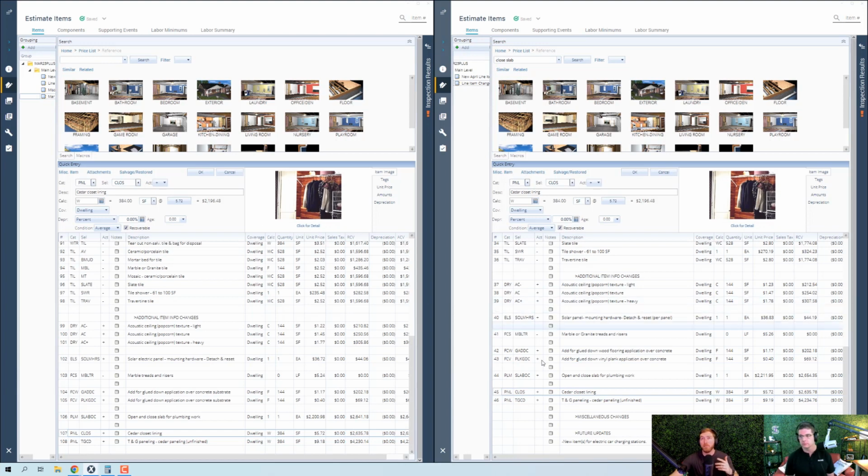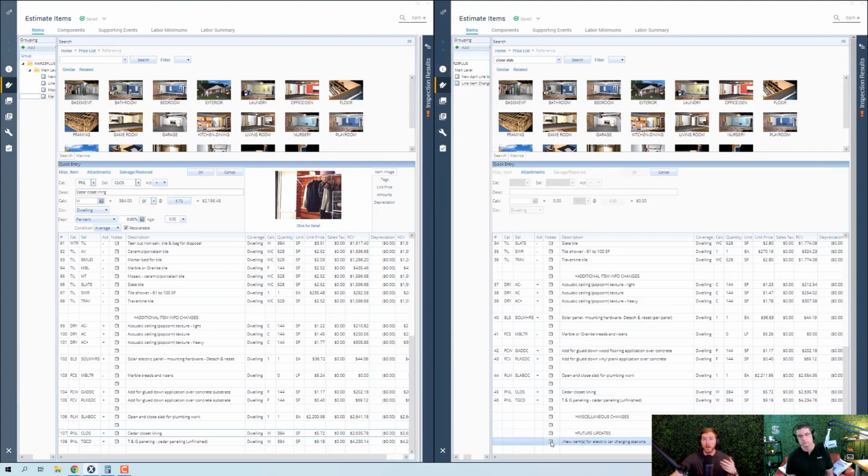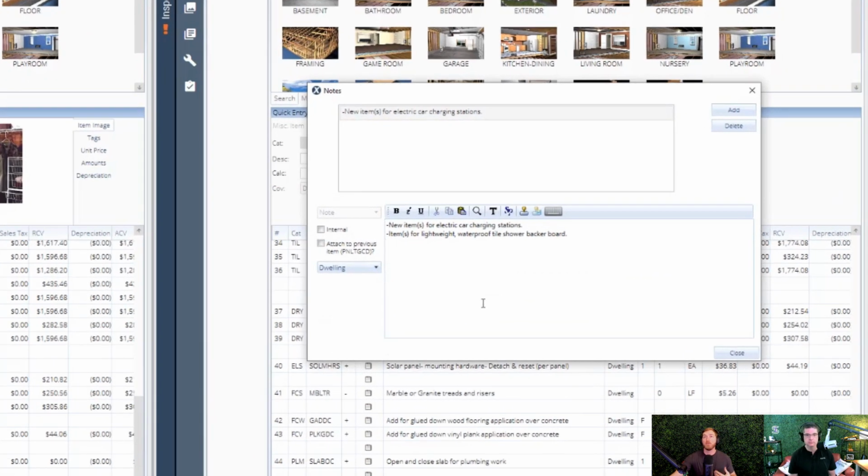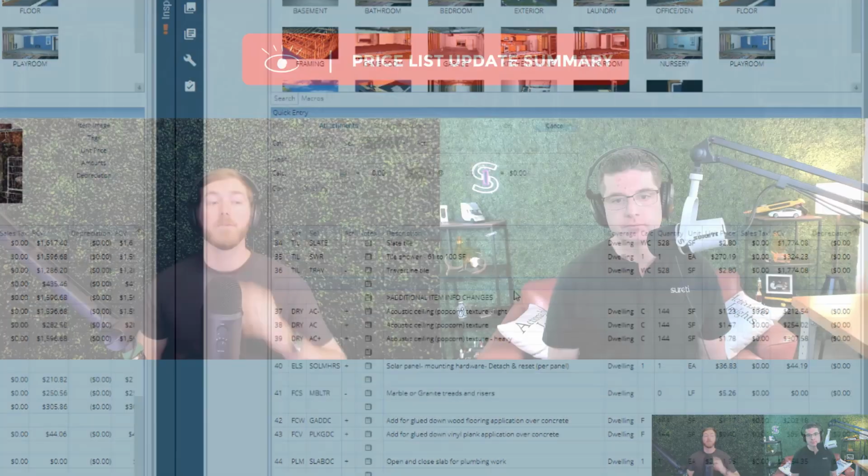So, guys, that's the... Oh, by the way, every now and then, Verisk gives us an idea about what new line items may be added to the price list in the future. Here we have 2 future additions. Again, we've seen electric car charging stations, so those line items are still in the works. But here we have items for lightweight, waterproof tile shower backer board. Yeah, that's good. Are coming in the future. So that's becoming more popular. Yeah. So there you go.